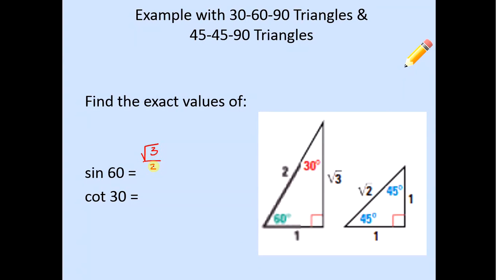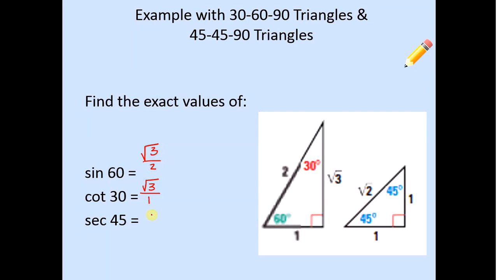Cotangent of 30, okay, so tangent would be opposite over adjacent, right? So my cotangent is going to be my adjacent over my opposite. So my adjacent of 30 is the square root of 3 over my opposite, which is 1. Try to keep those in your mind. Cotangent, those are very hard to think of off the top of your head. But think of who they're related to, and then go back and flip it around.